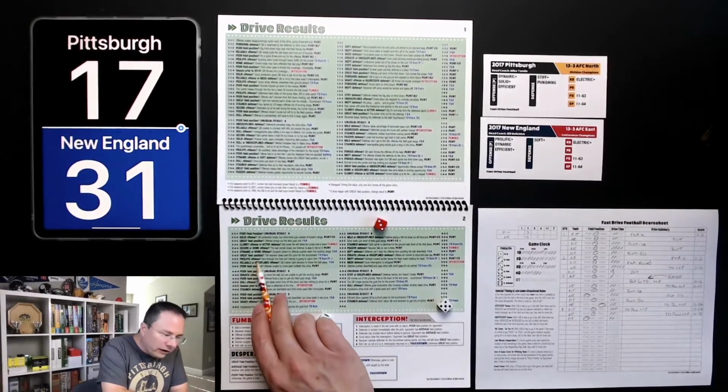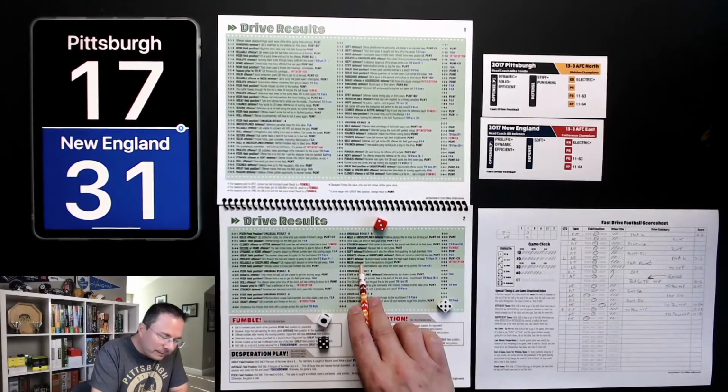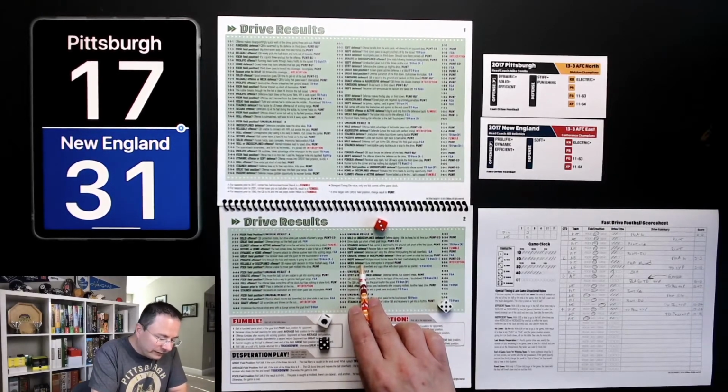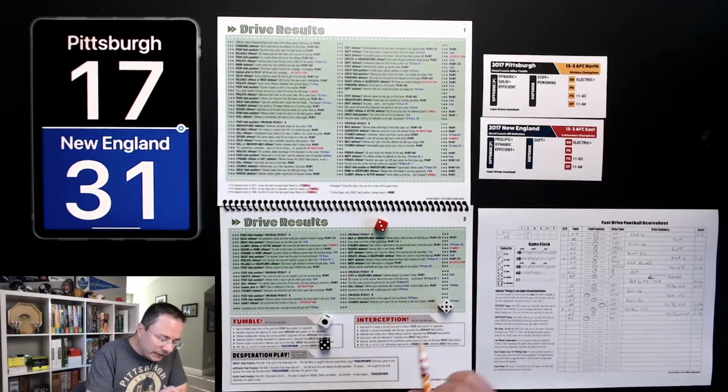3-5-5. Is the offense prolific? They are not. That would have been a touchdown. But they don't have the prolific quality. Is the defense inept? They are not. Had the defense been inept, that would have also been a touchdown. So this just ends up in being a punt for Pittsburgh.